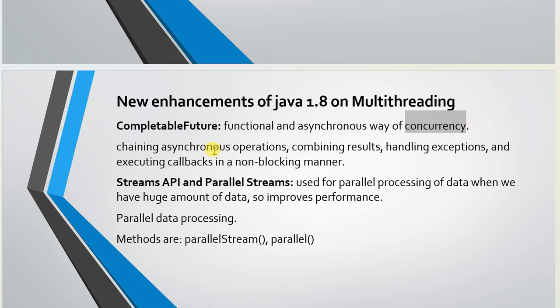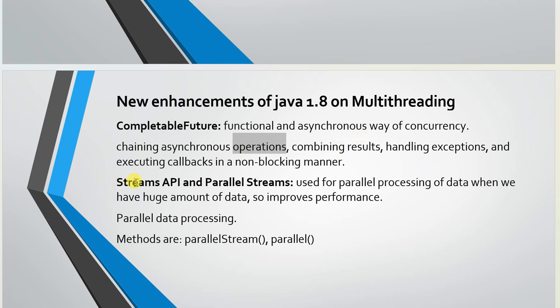So chaining asynchronous operations, combining results, handling exceptions, and executing callbacks in a non-blocking manner. It will help us to do all these things, like chaining asynchronous operations by using CompletableFuture. It will combine the results, handle exceptions, and all those things will happen here.